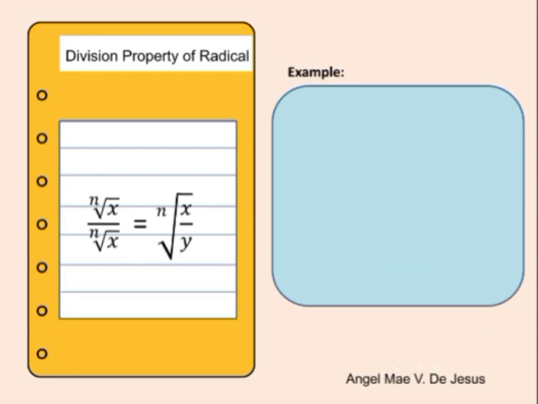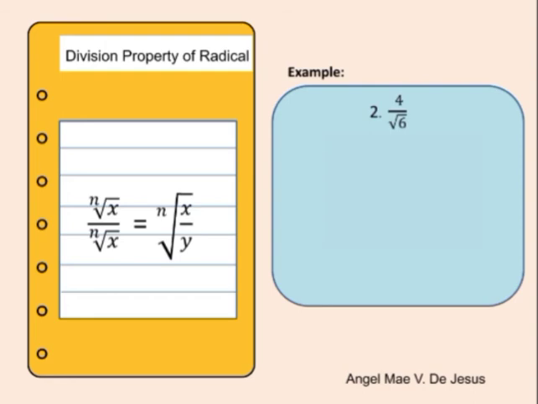Sa ating second example, 4 over the square root of 6. Makikita natin na may radical sign sa denominator. Tandaan natin na bawal magkaroon ng radical sa denominator. So, para matanggal yon, gagawa tayo ng process which is, ito yung rationalizing the denominator. Ito yung process of eliminating the radical in the denominator. So, yung gagawin lang natin, just copy the given, tapos i-multiply sa radical ng denominator. Example sa ating given, square root of 6. So, i-multiply lang natin siya sa square root of 6 over the square root of 6.